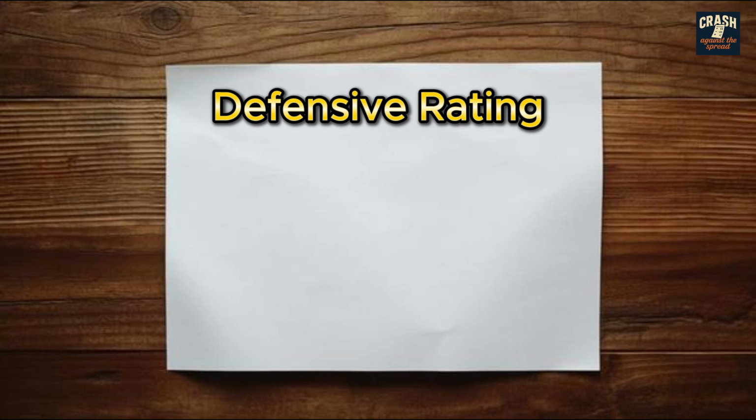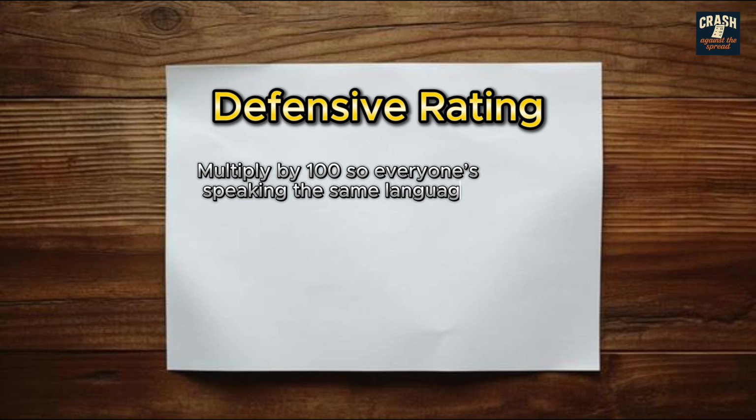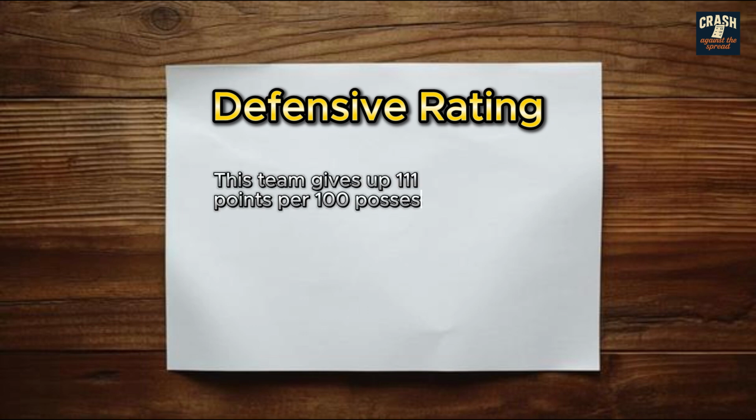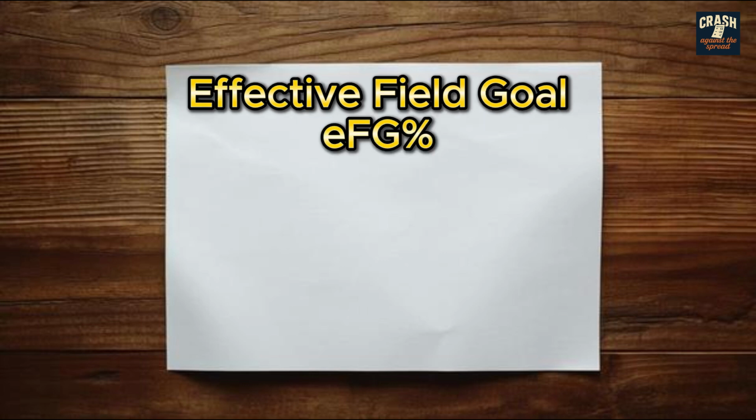Step four, scale it to 100 possessions. Multiply by 100 so everyone's speaking the same language. 1.11 times 100 equals a 111 defensive rating. What this tells you: this team gives up 111 points per 100 possessions. Lower is better, period.